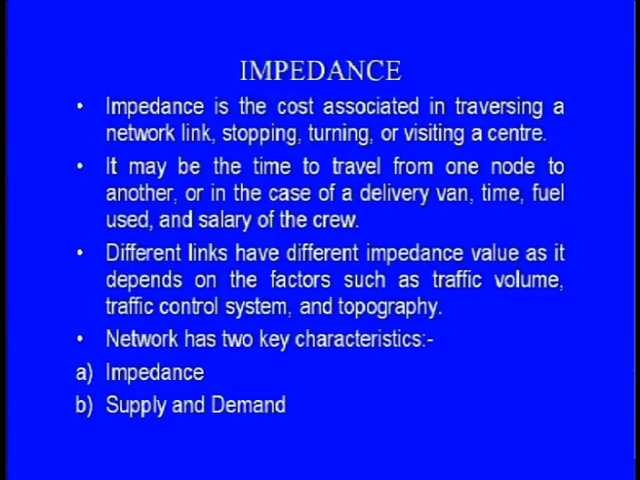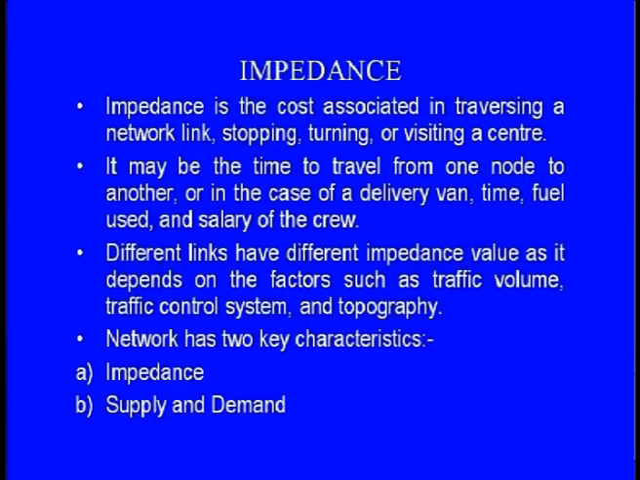Now, let us look at some of the specific types of network activities. First is impedance. Impedance is the cost associated with traversing a network link, stopping, turning or visiting a center. It may be the time to travel from one node to another, or in the case of a delivery van, time, fuel used and the salary of the crew. Different links have different impedance values, as it depends on factors such as traffic volume, traffic control systems and topography.